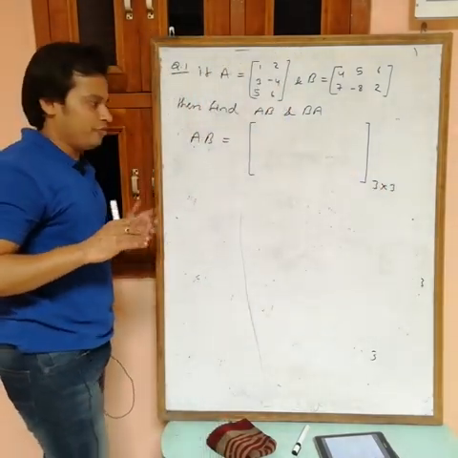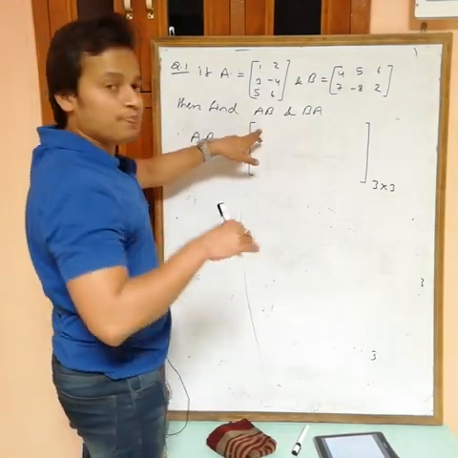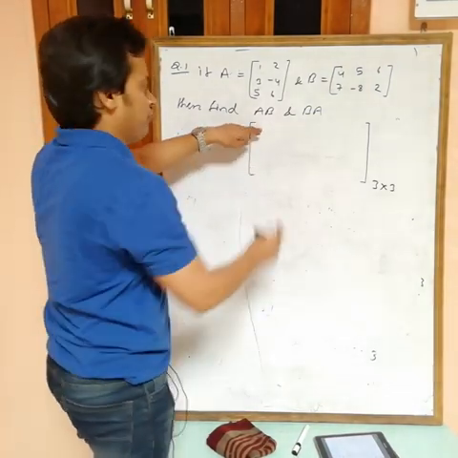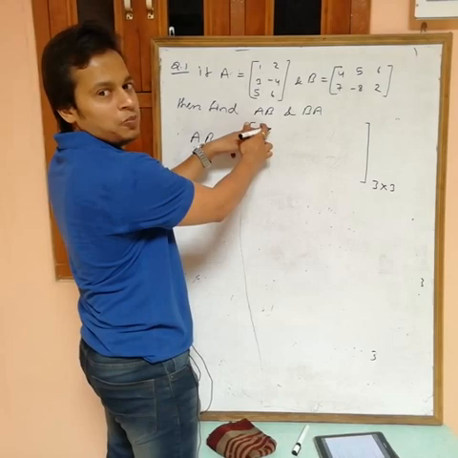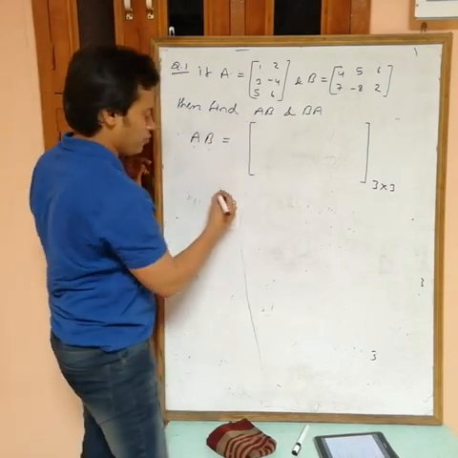Now what do we want? We want the elements. First one is P11. Now how to get P11? To get P11 we have to multiply.